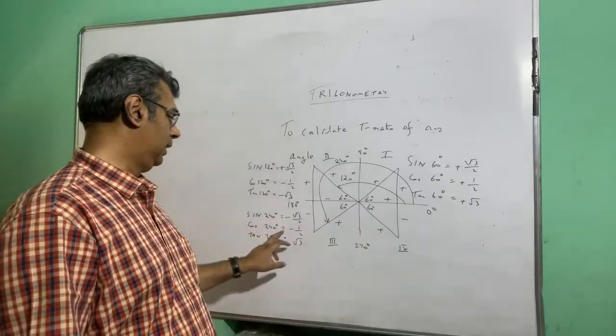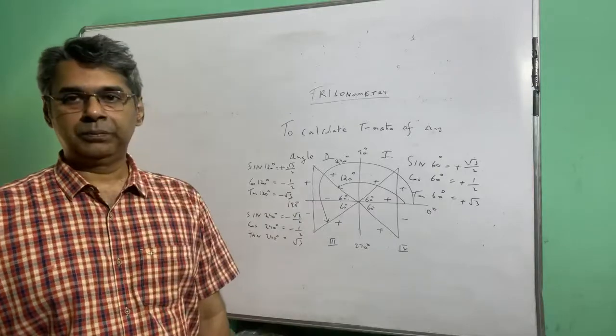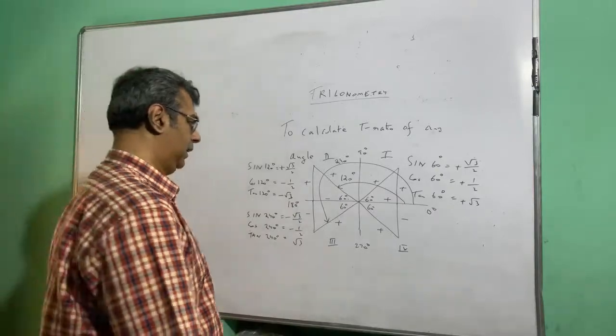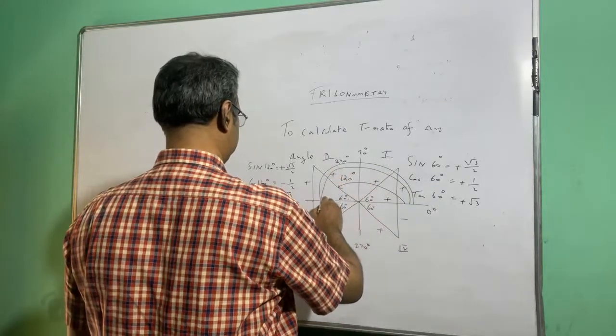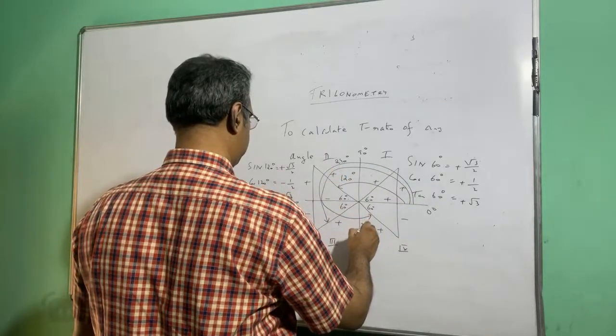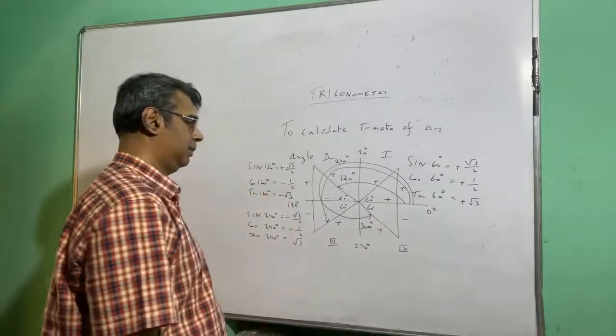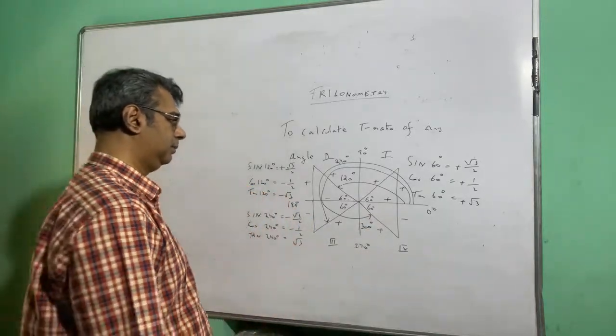So sine will be negative, cos will be negative, but tan will be positive. And finally, suppose I trace 300 degree.